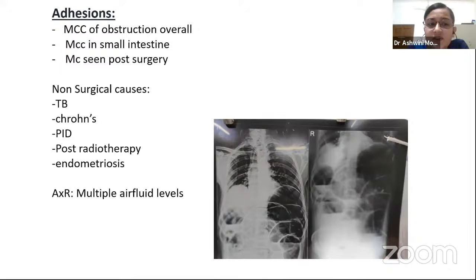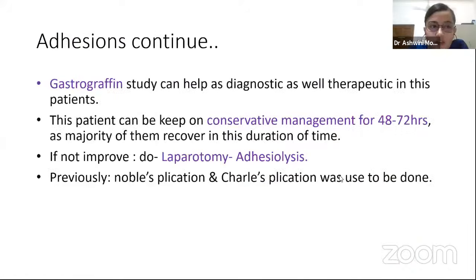What you will be able to see is obstruction. So multiple air fluid levels will be there. If small bowel, then central air fluid levels. If peripheral and generalized, then the large bowel is also involved. Here you can see the multiple air fluid levels, right? These studies can be both diagnostic as well as therapeutic in these patients. These patients can be kept on conservative management for 48 to 72 hours, as the majority of them recover in this duration of time. If not improved, we have to do laparotomy and adhesiolysis.